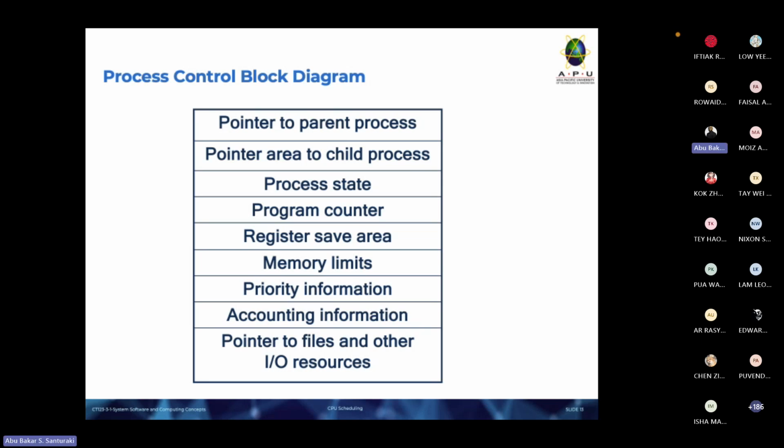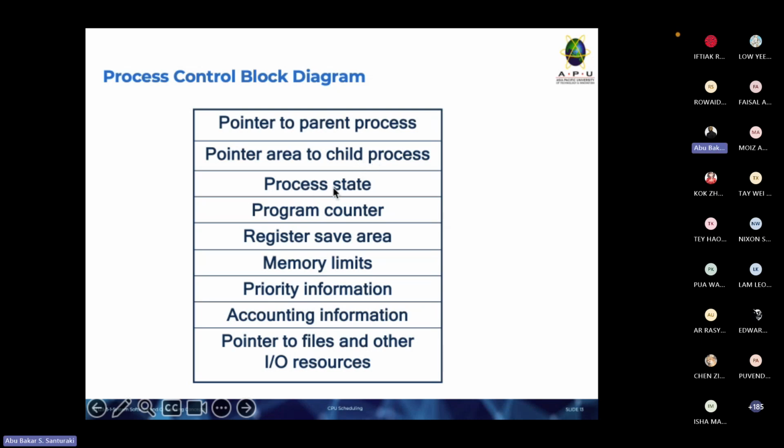So a process can create another process. If you create another process, that's a child process. To the child process, its creator is the parent process. So if you are a child process, the name of the parent process will be here. If you have children, the pointer to the child processes is in the next row.